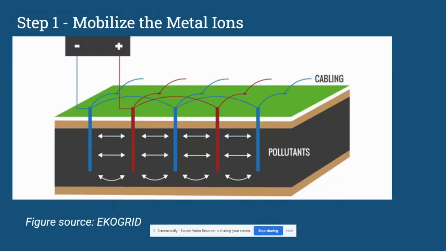The first step in remediating groundwater using electrolytic methods involves mobilizing the pollutant so it is able to be collected and then extracted. In our case, the pollutants are heavy metals such as cadmium, lead, and copper. In order to mobilize these metals, they must be desorbed from the soil particles and formed into ions.